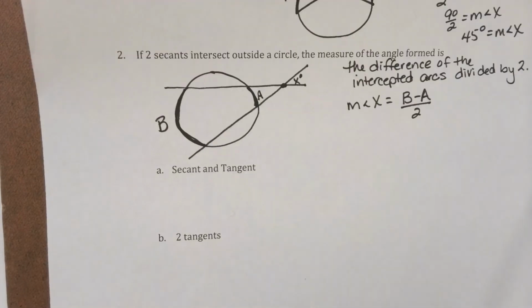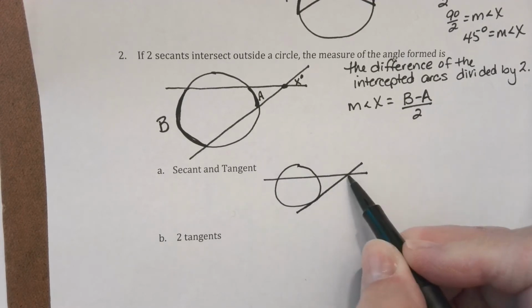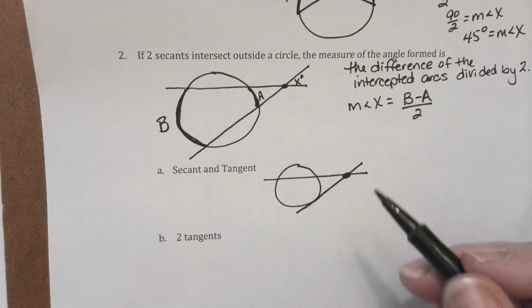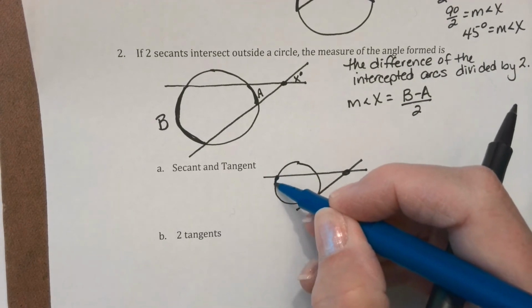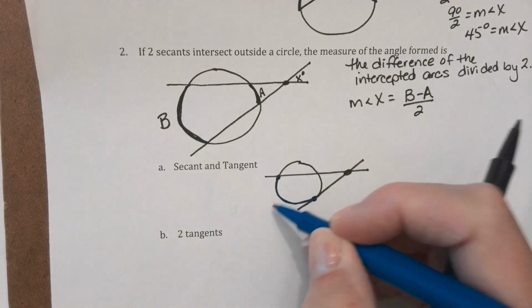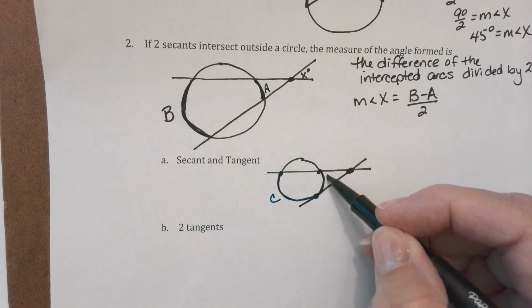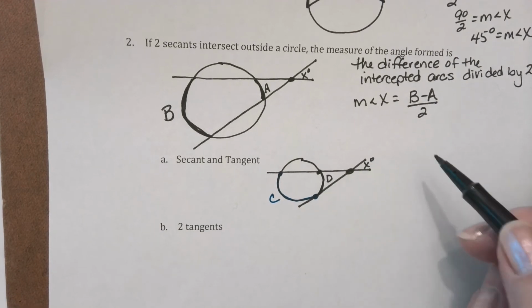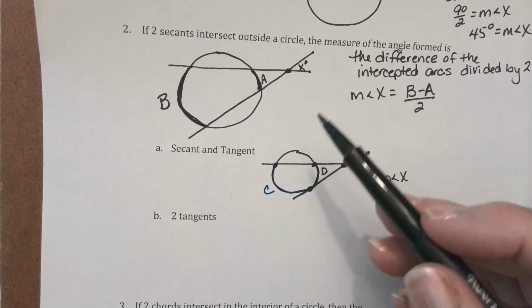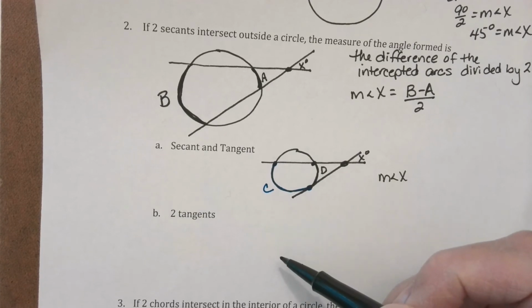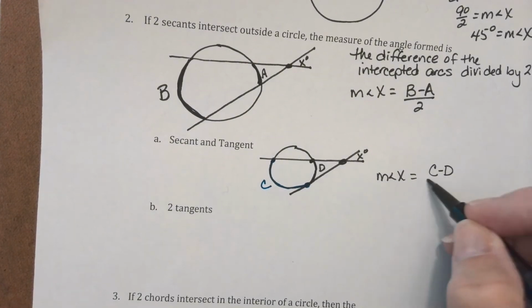Okay, and what if it was a secant and a tangent? That would look like this. They're intersecting outside here. So we need to identify what our arcs are. Let's call the arc from here down to this point C, and from here down to this point D. And again, I'll put X right here. We follow the same rule, because it doesn't matter if it's two secants, a secant and a tangent, or two tangents. We take the larger one, subtract the smaller one, and divide by 2.